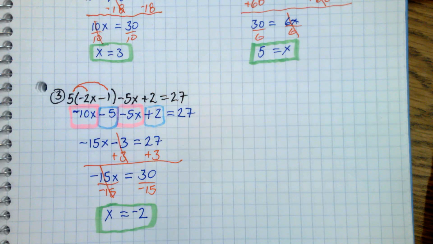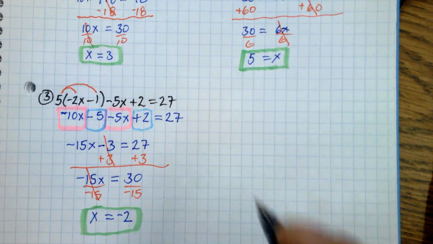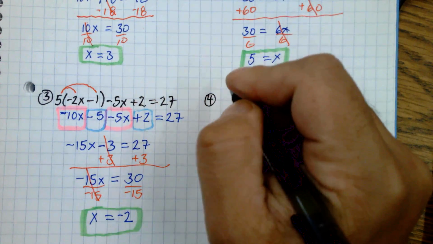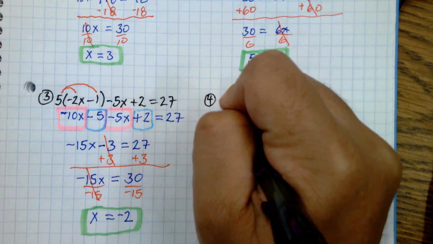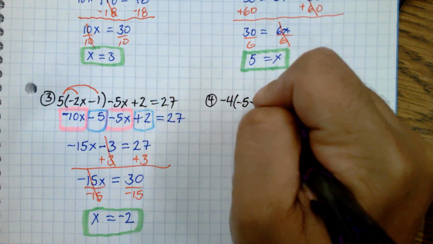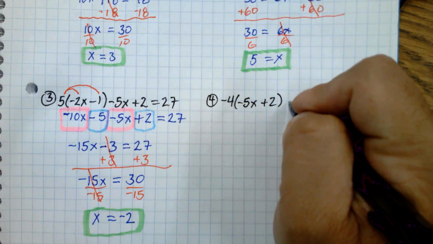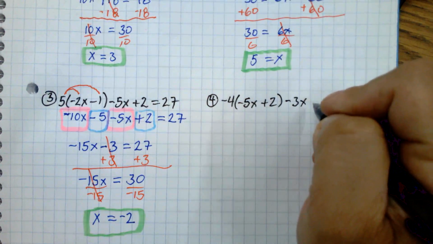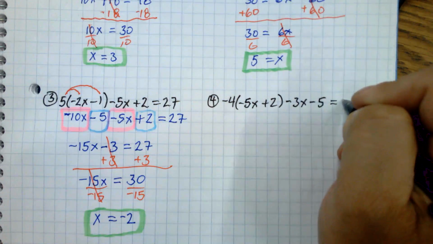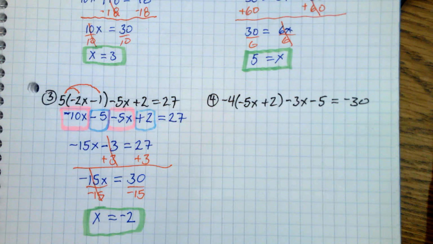Okay. We got one more. All right. So if you're ready, I'm going to write it down. And this one is negative 4 times the quantity negative 5x plus 2, take away 3x, take away 5 equals negative 30. Okay. Go ahead and write that down.